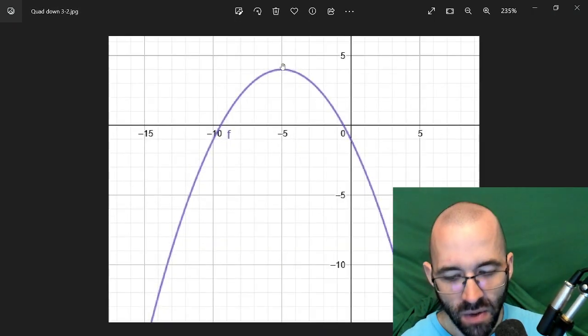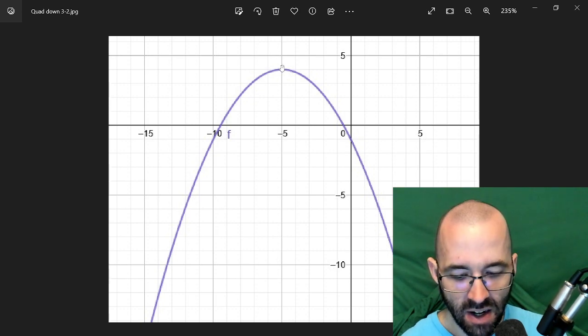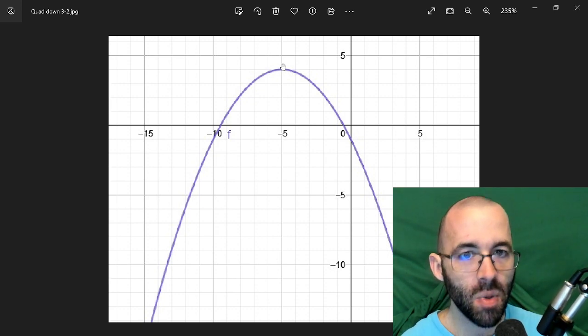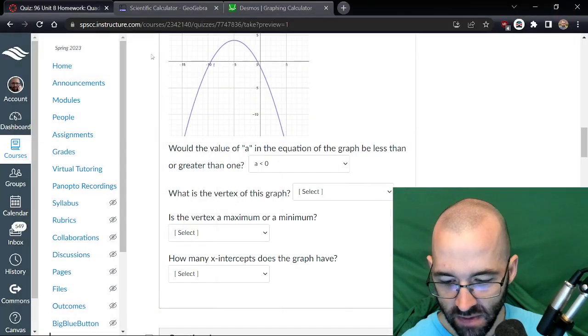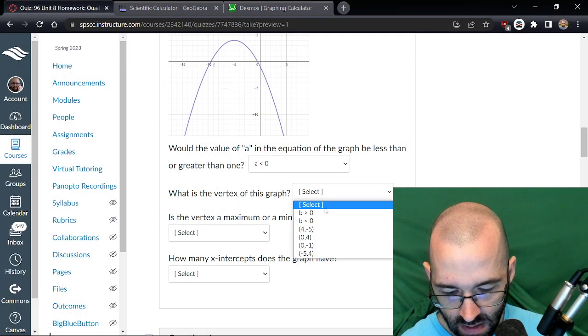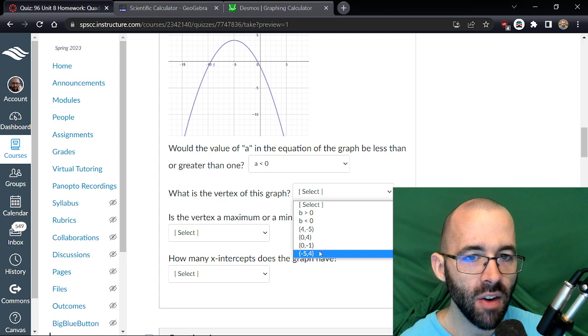So the vertex, again, I'm going to make this a little bit bigger. That's going to be the top. That's when x is -5 and y is +4. The x coordinate -5, y coordinate +4 is the point -5, 4. Right there.